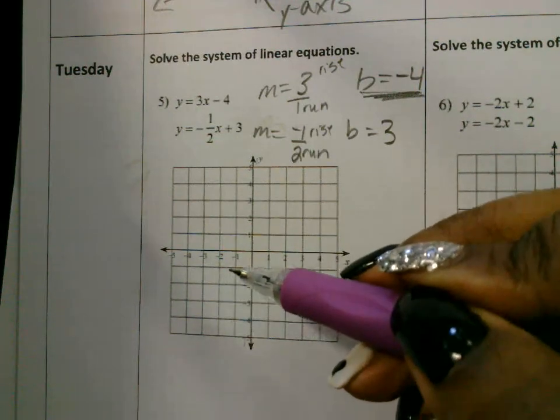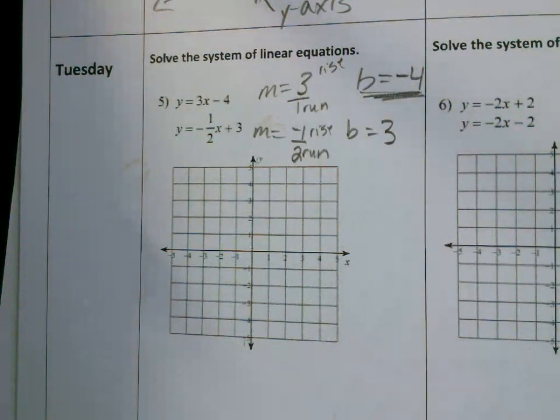Very good. There's -4 on the y-axis. Put a dot there. Yes, good job. Graph -4. Good job, Bryson. Very good. Anybody else need a packet?